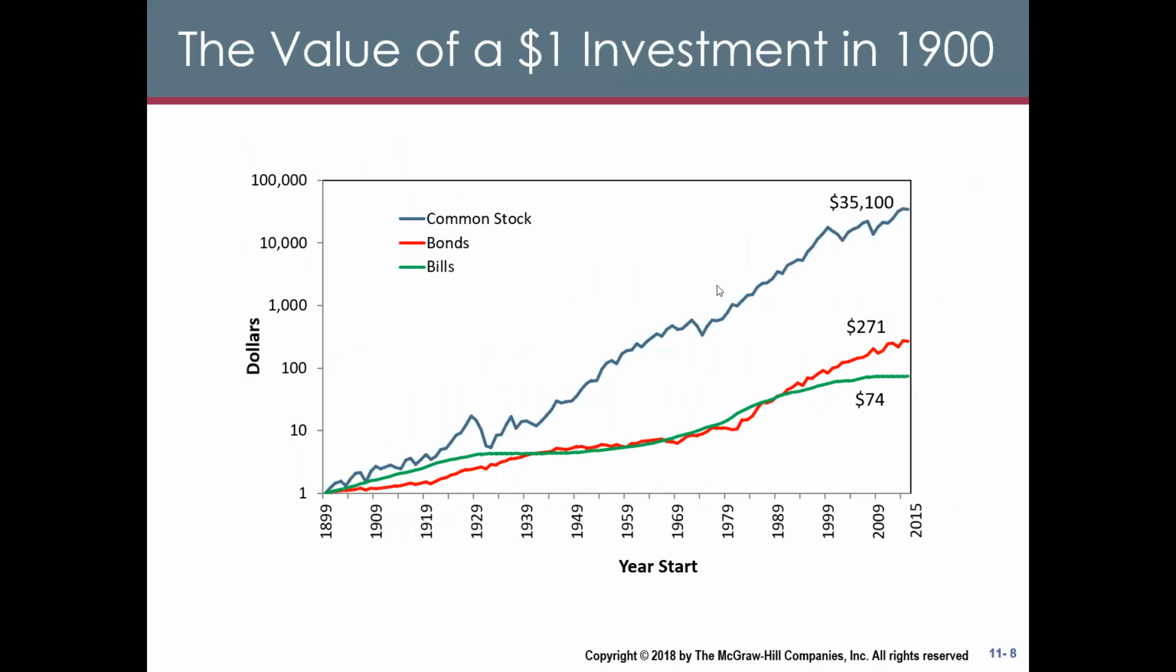Next, this is just a graph showing the value of a $1 investment in 1900 and how it grew till 2015. You can see the bills, bonds, the treasury bills and the treasury bonds. One is short term, one is long term, and the common stock have a different growing pattern. You can see the stock have grown the most.